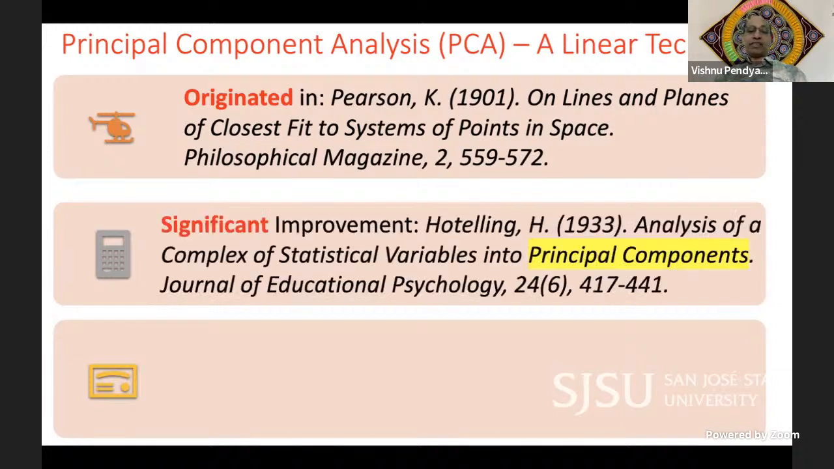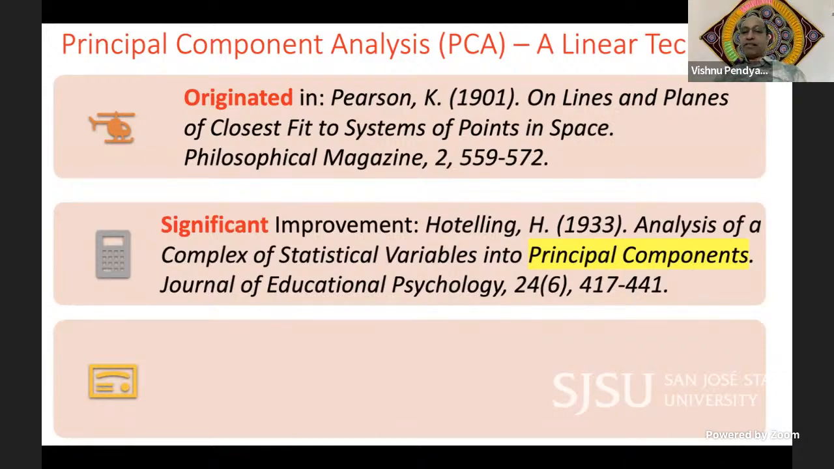So of course, the idea originated in 1901, but later on it was improved in 1933 and subsequent years. A great improvement came in 1933 when Hotelling came up with this concept of analysis of a complex of statistical variables into principal components. Hotelling's work is widely recognized as foundational work in principal component analysis.